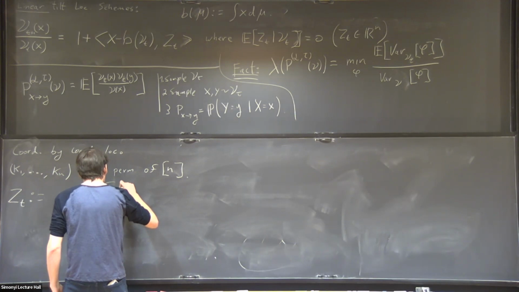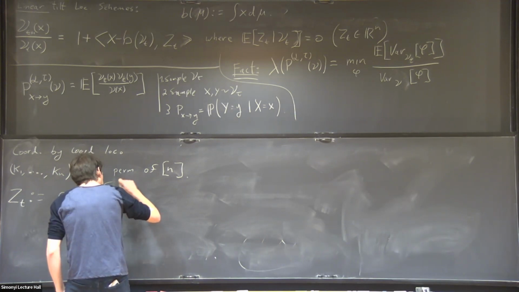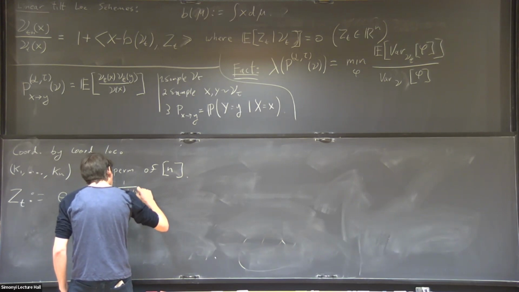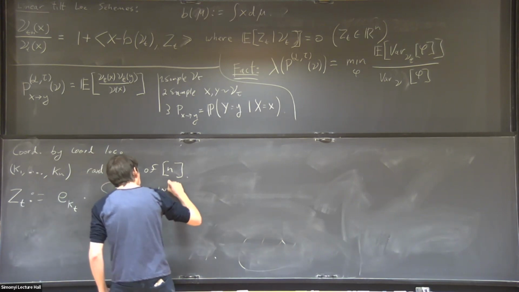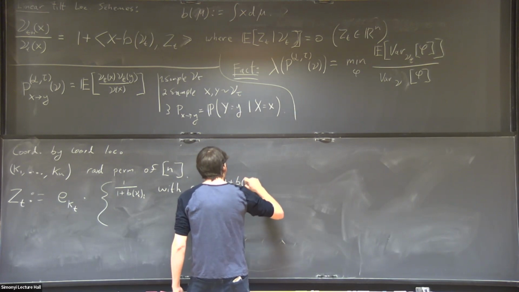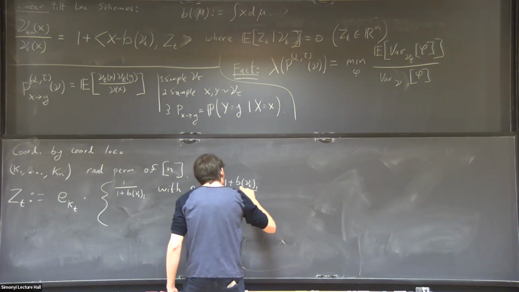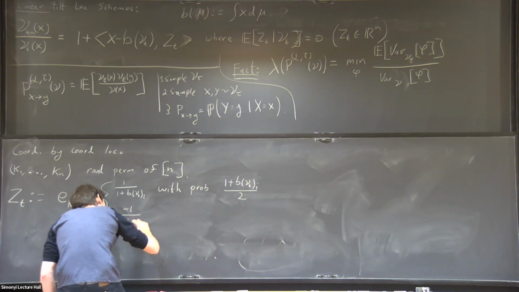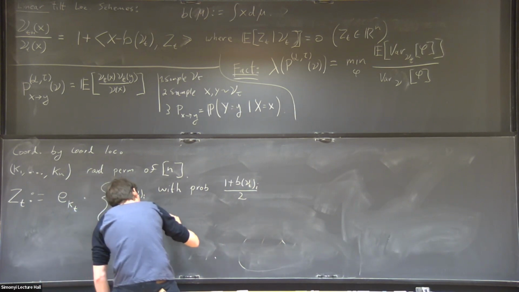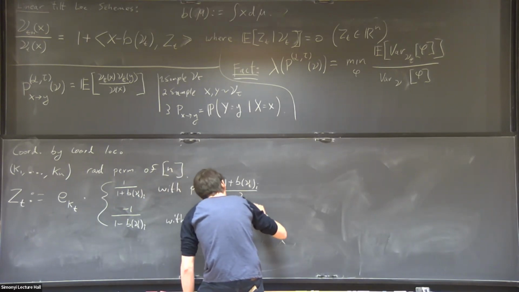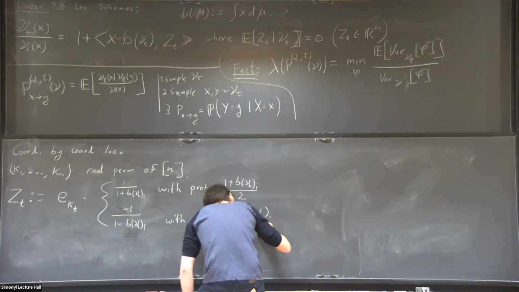But well, the formula is the following. I'm going to multiply it by, I mean, the vector is going to be 1 over 1 plus b mu t i, with probability (1 plus b mu t i) over 2, and -1 over 1 minus b mu t i, with probability (1 minus b mu t i) over 2. So this is a vector.